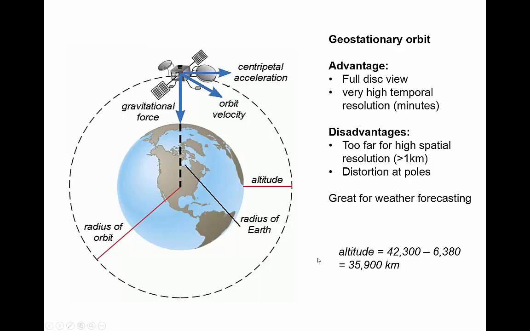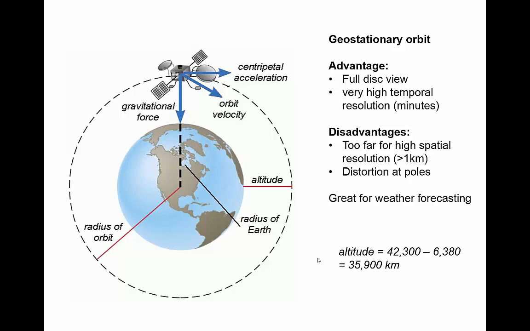So what's the advantage of a geostationary orbit? Well, the biggest advantage is you see half of the Earth, as you can see in this diagram here. And you can therefore continuously look at it, so you can see it at very high temporal resolution, in the order of minutes, however long it takes you to scan the whole Earth, basically. And that's really useful, as you can imagine, particularly for things like weather forecasting and whatnot.